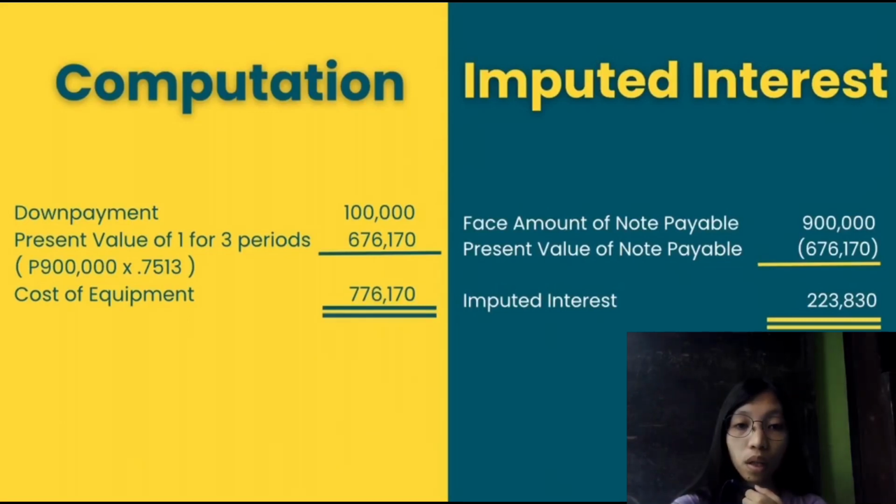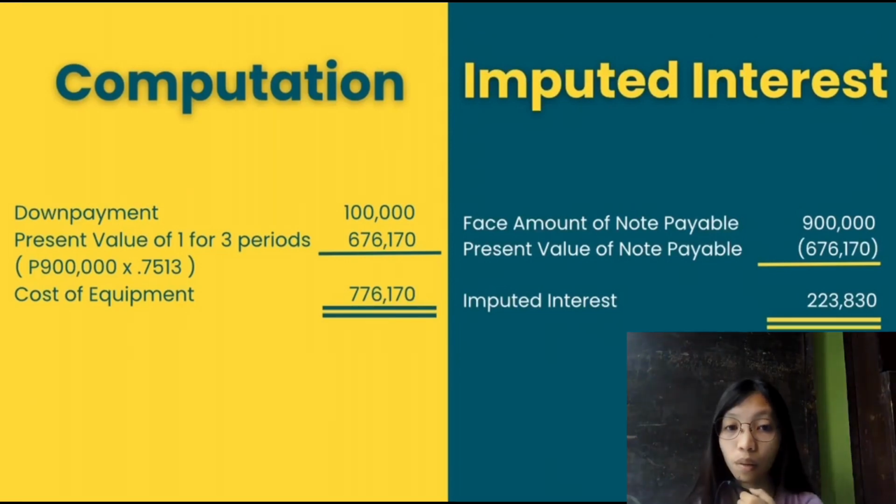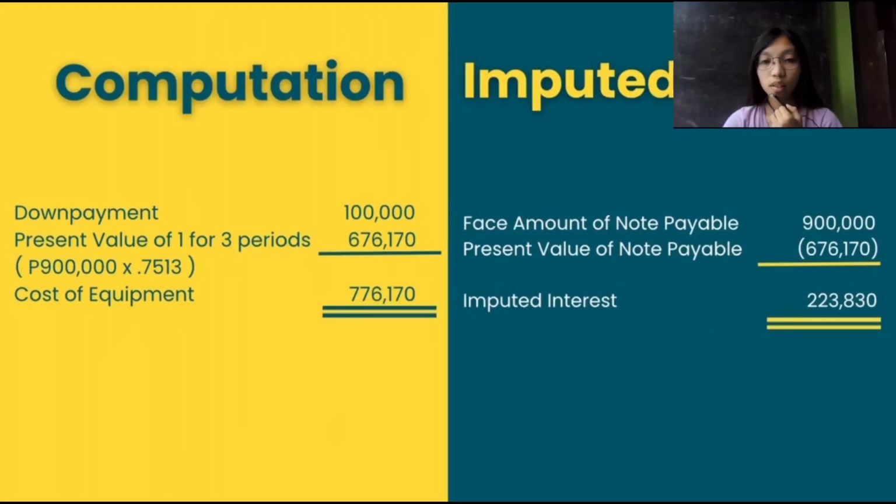And for the imputed interest, we have the face amount of note payable, 900,000 pesos, less by the present value of note payable, which is 676,170, which is atong i-compute ganina. So we have an imputed interest of 223,830. So since there is no cash price, ang difference sa face amount of note payable o ang present value of note payable kay mao'y nag-represent sa imputed interest. So next slide please.